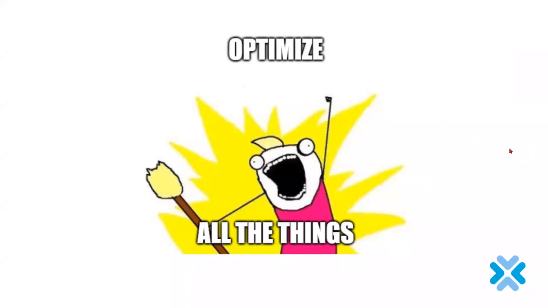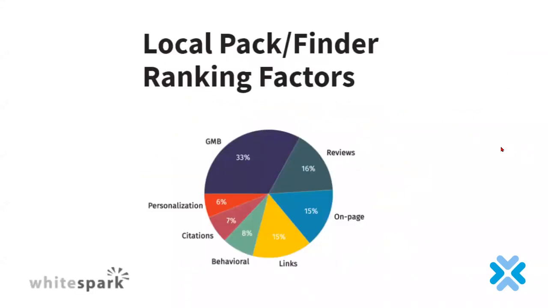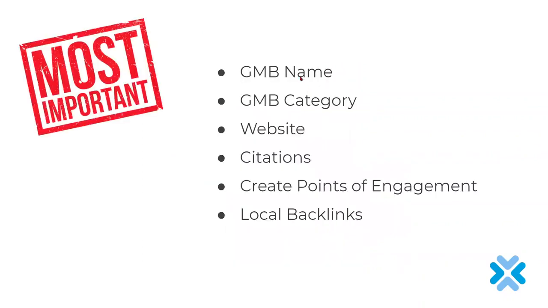Optimize all the things. That's what I just told you to do. But what's most important is your name, your category, your website, citations, create points of engagement, and local backlinks. That's what you've got to do. I know it's vague there, but I went through all the details before.